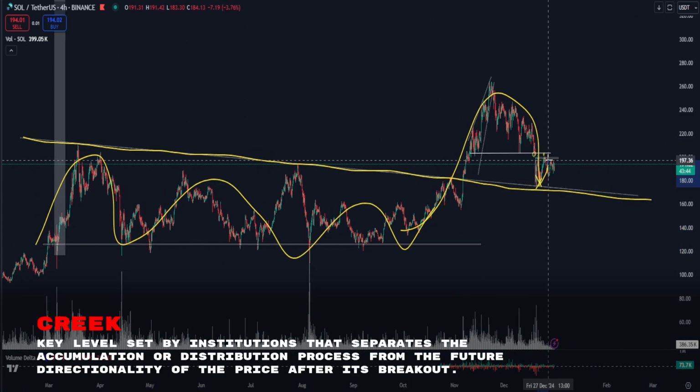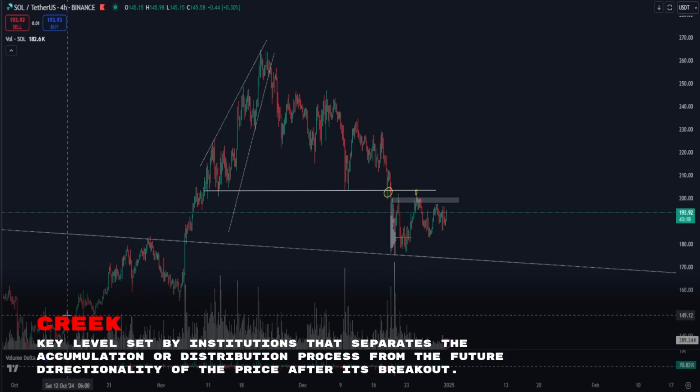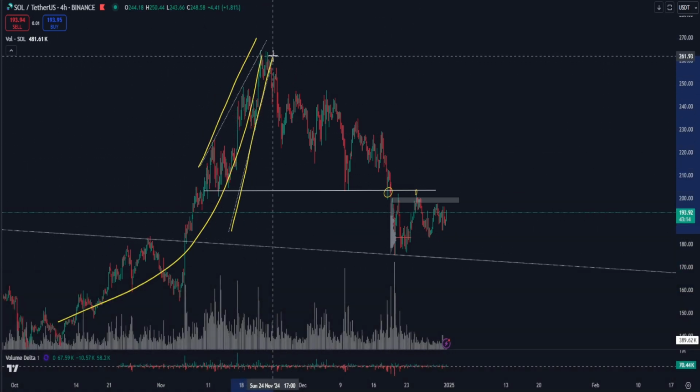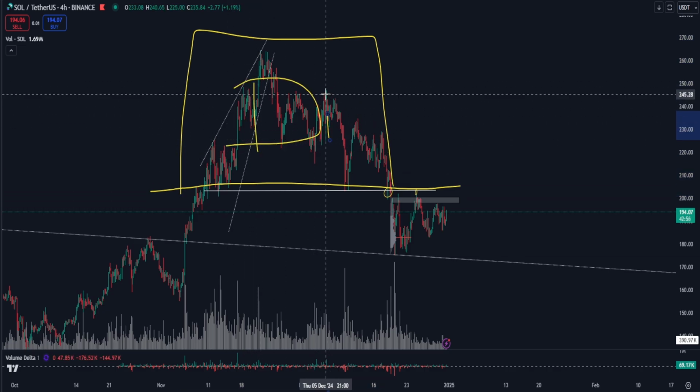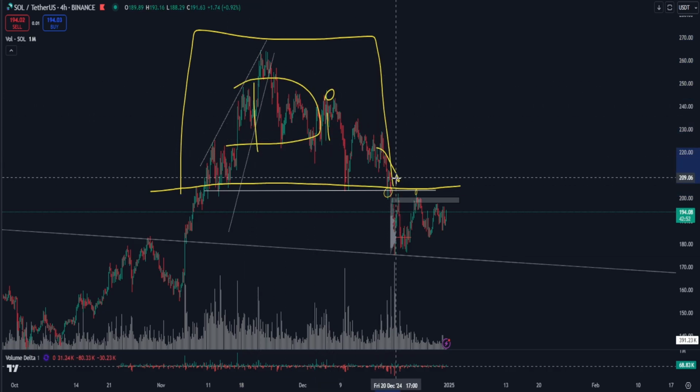Following that, we saw an automatic reaction. Zooming back in, we can see that the break of this structure occurred with a Z, which also gave us a wedge and a breakout. This eventually led to the formation of a distribution process. So what do we have here? We have sellers defending this zone.